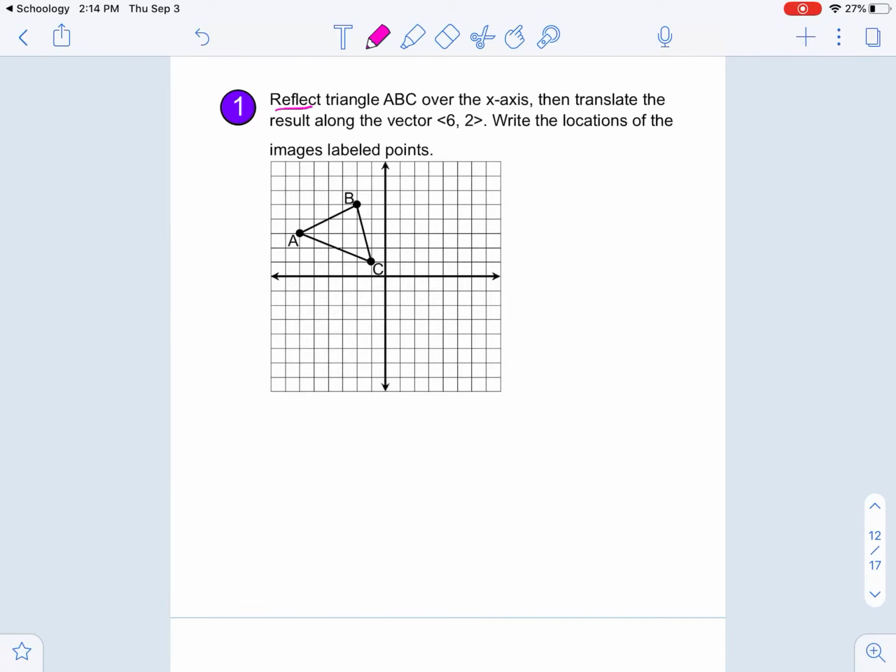We're going to start with reflecting over the x-axis. So notice it's not labeled which one's which. This is the x-axis, so I'm going to put a dashed line here.